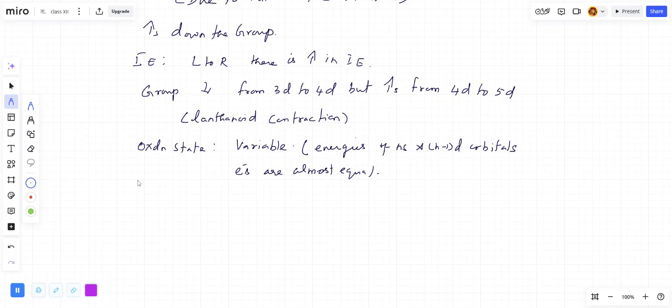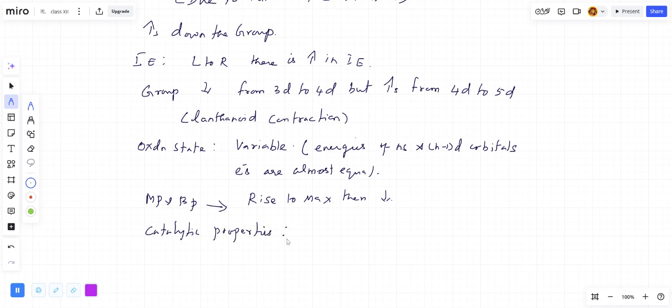That is one property. Then if you take melting point and boiling point, it rises to a maximum and then decreases. Then what about its catalytic properties?